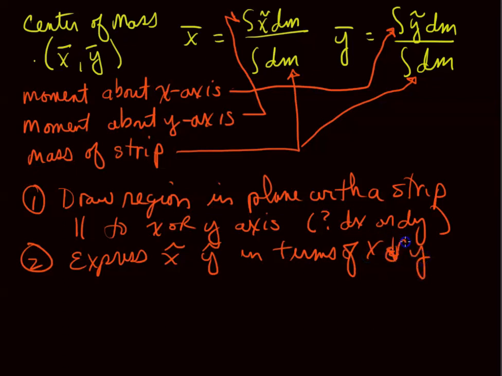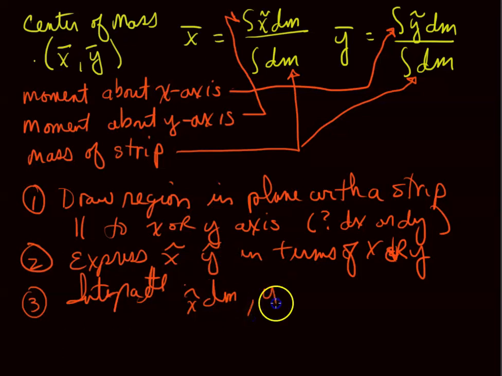X or, I guess, y. Not both, because you want to choose a variable also. And, of course, finally, integrate these individually: the x tilde dm, the y tilde dm, and just the dm. It's an m. Essentially finding the parts of these equations.